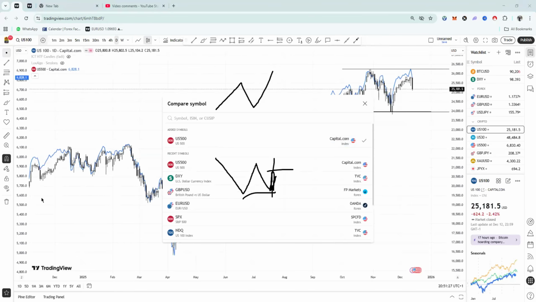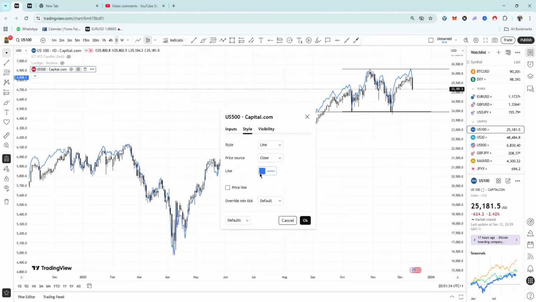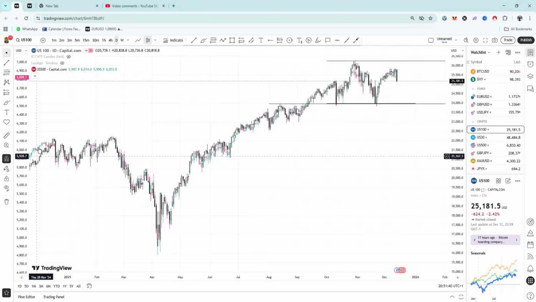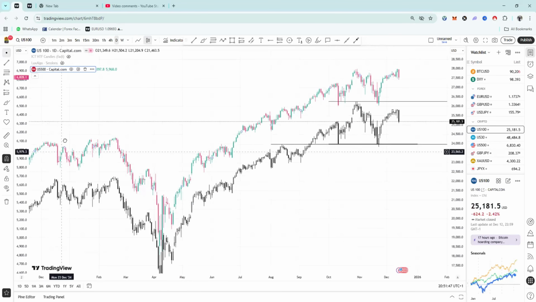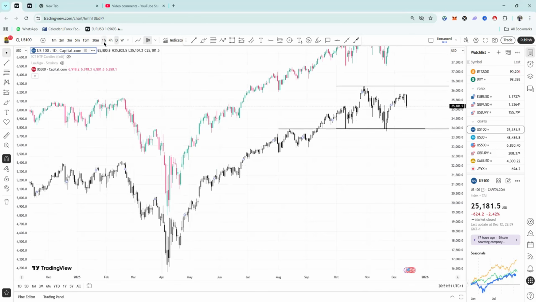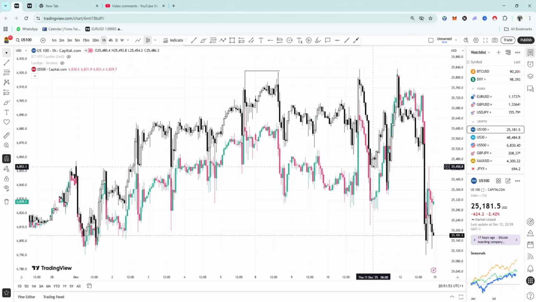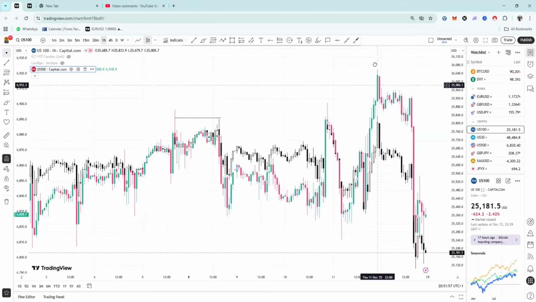Now this is very important. How to put these two together is also very important. If you have a paid TradingView, you can put them side by side, and it will be very easy for you. All right, so here we have DXY, US 100 and, let me even go right down to the long-term things, we have US 100 and we have US 500.